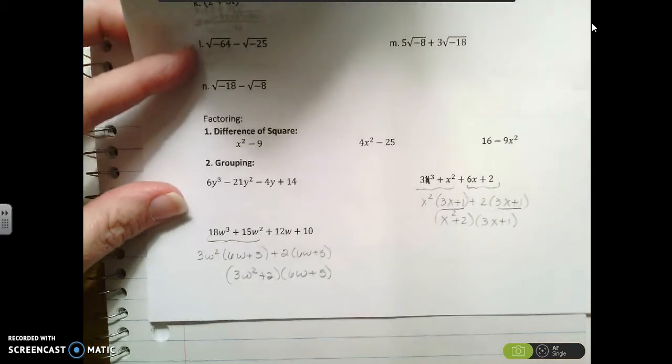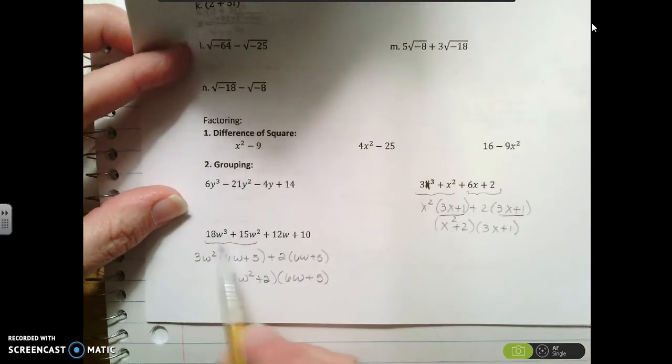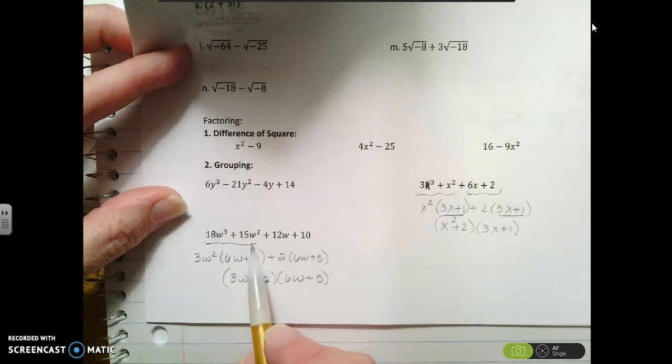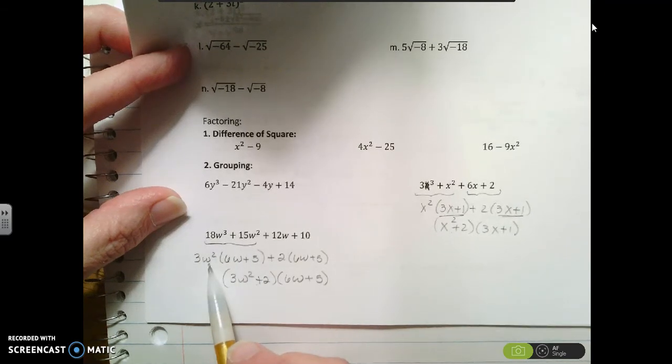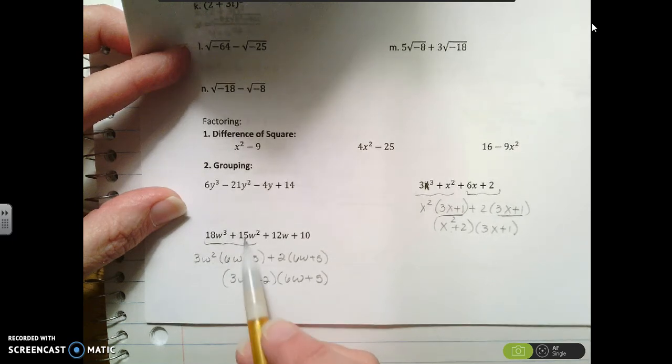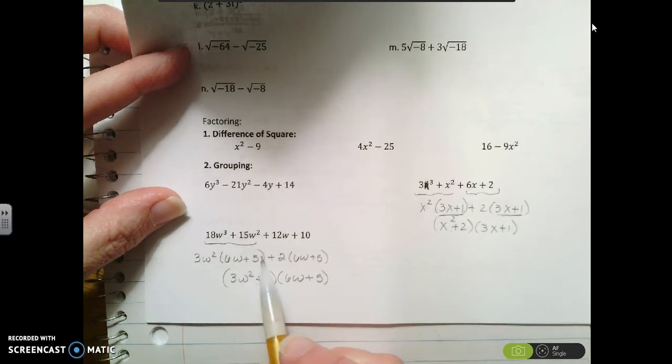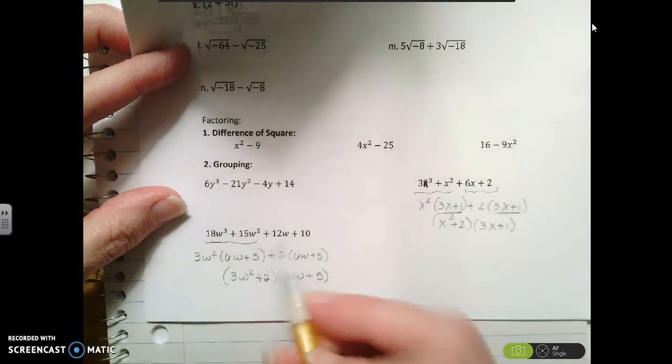We have one more here. Again, factor the first two. They have a 3 and a w squared in common, so I'm taking that out. So think about 18 divided by 3 is 6, and w cubed divided by w squared is w. 15 divided by 3 is 5, and w squared divided by w squared is 1. So this is factored out here. This is a 5.